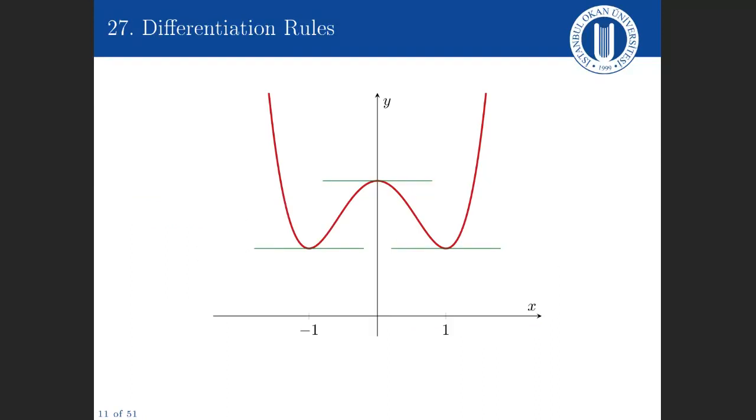I can show you a graph of this function. This is the function in question. We can see that the derivative is equal to 0 if x is minus 1. We can see that the derivative is equal to 0 if x is equal to 0. And we can see that the derivative is equal to 0 if x is equal to 1.